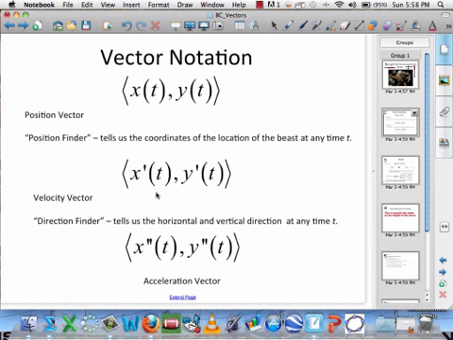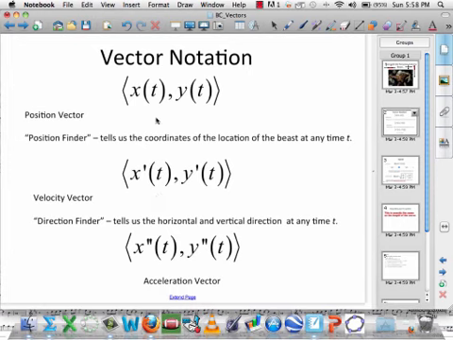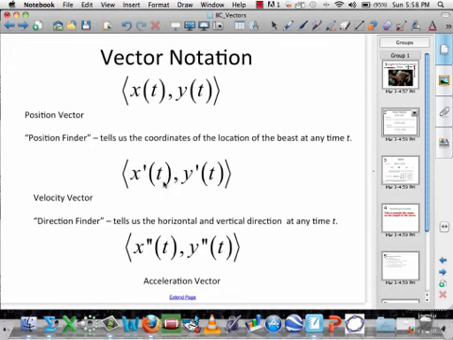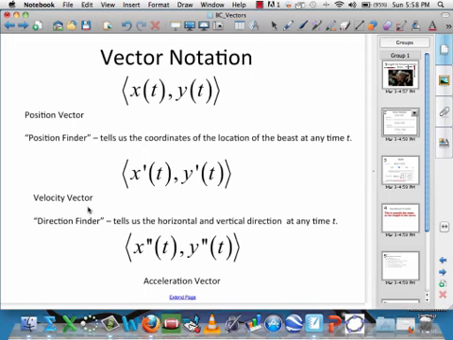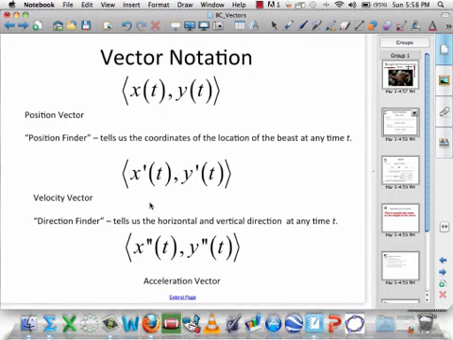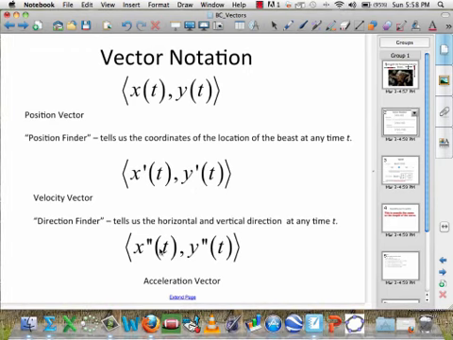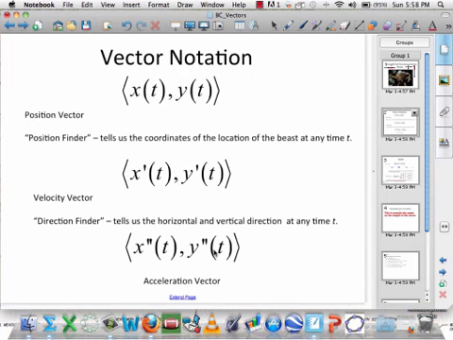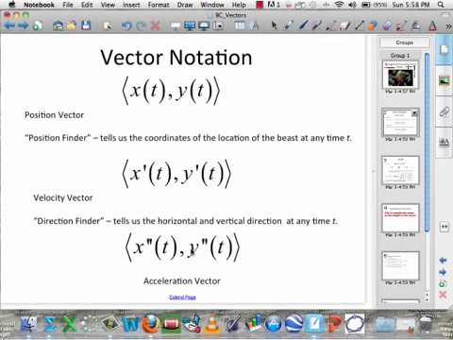And the velocity vector, we usually like to place the tail wherever the particle is located so that we can see what direction the particle is moving. So the velocity vector is a direction finder, just like the velocity function was a direction finder in one-dimensional motion. This will tell you horizontally and vertically what direction your particle or your beast is moving, left or right and up or down. And then you have your acceleration vector, which just comes from taking the second derivative of each component. Harder to visualize in the plane, but questions are asked about it. Okay, so we have three types of vectors.